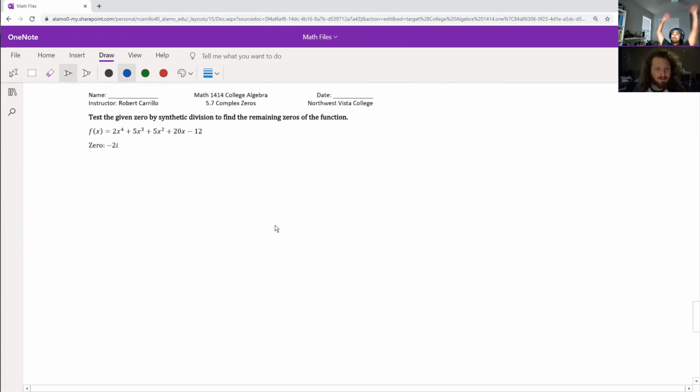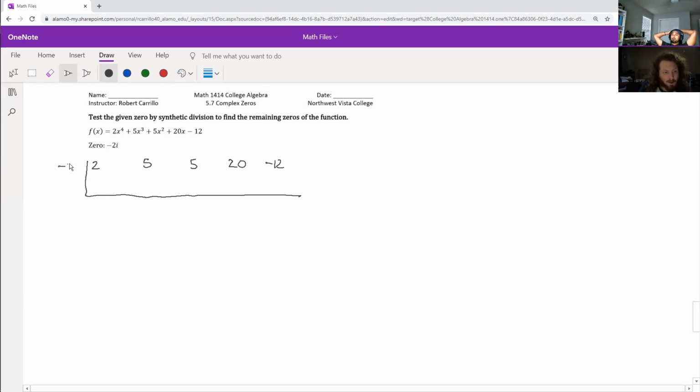Test the given 0 by synthetic division to find the remaining zeros of the function. Okay, that's not so bad. All right, so remember we have to write in our missing spots. We don't have any. So let's bring our coefficients down: 5, 5, 20, and negative 12. When you do synthetic division with complex numbers, give yourself space because sometimes the arithmetic can get a little roomy.